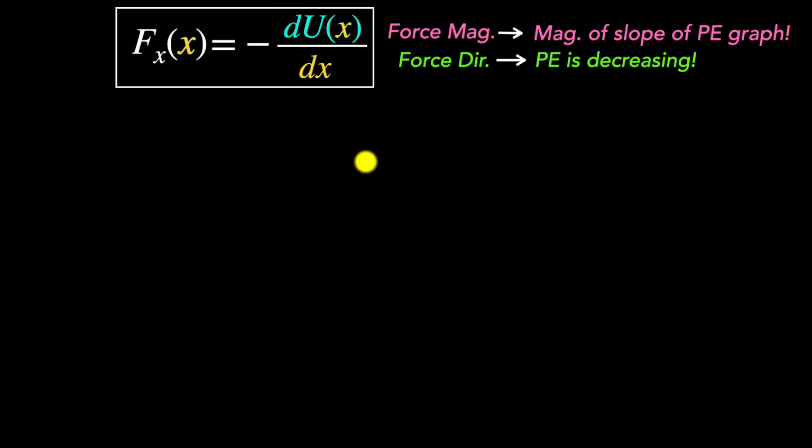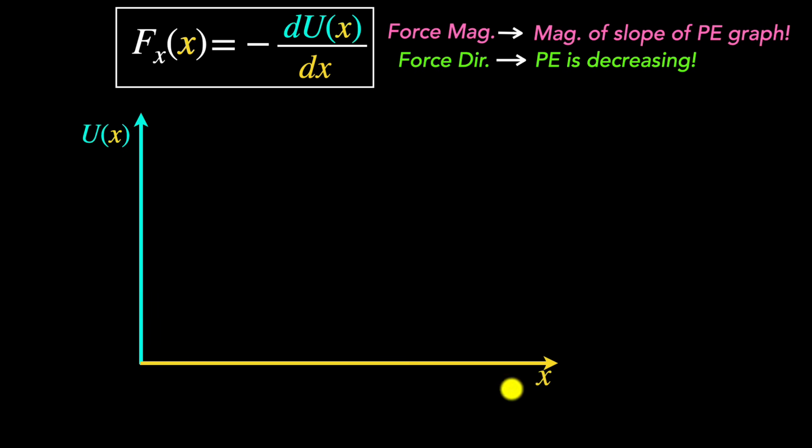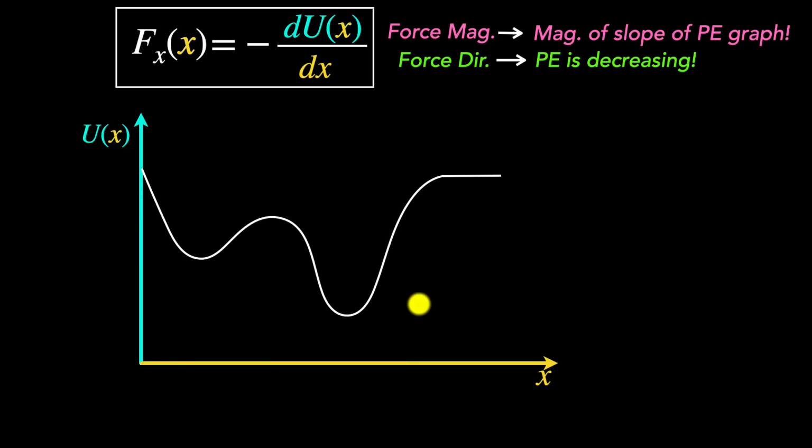In fact, let's consider an arbitrary system. Let's not worry about whether we're dealing with a system of springs or gravitational force. Let's not worry about which conservative force we're dealing with, but let's just consider a random system. Let's say that the potential energy graph looks like this, some random graph we have.